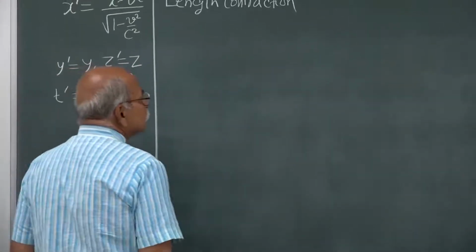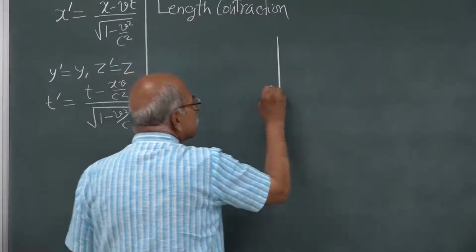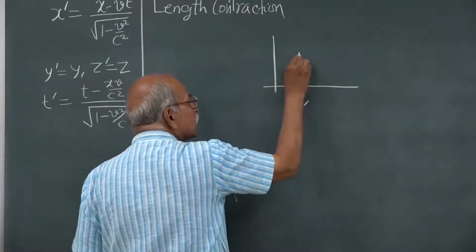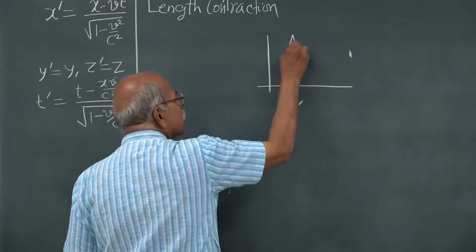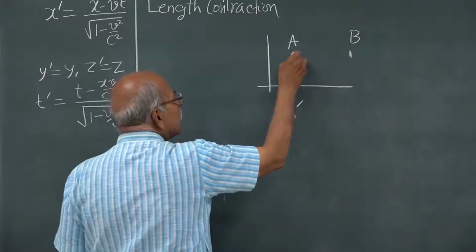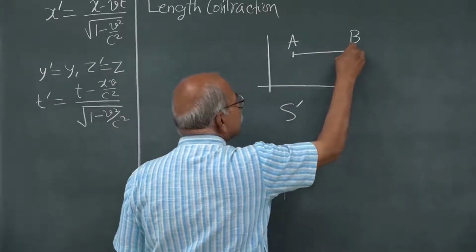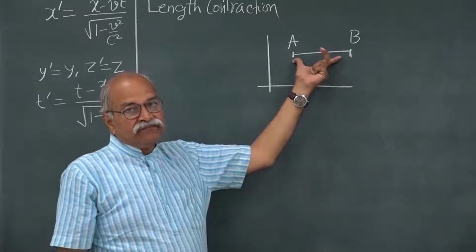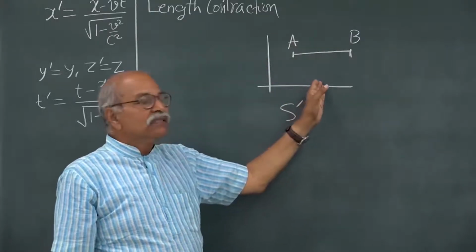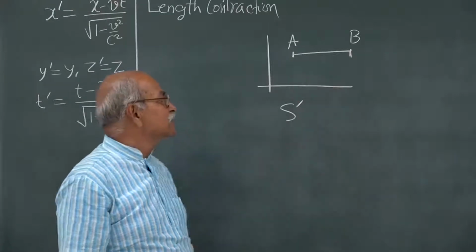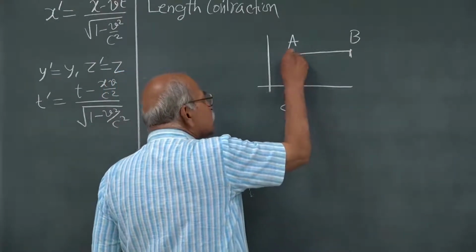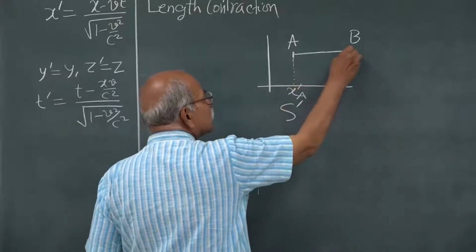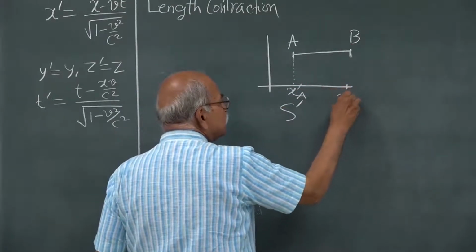So, let us say we have a frame S prime, and in that S prime frame there is a length from here to here. Let us call this point A and this point B. You can take it like a rod AB, with A the left end and B the right end, and I need the length of this. This length is parallel to the x axis, let us say the x prime axis. What is the x coordinate of A? That is x A prime. What is the x coordinate of B? That is x B prime.